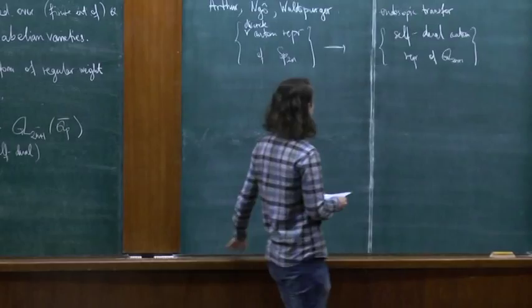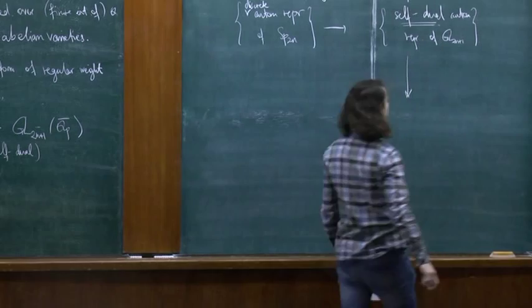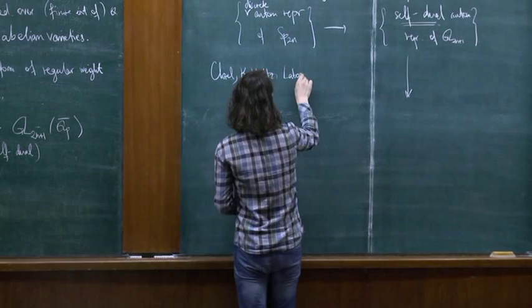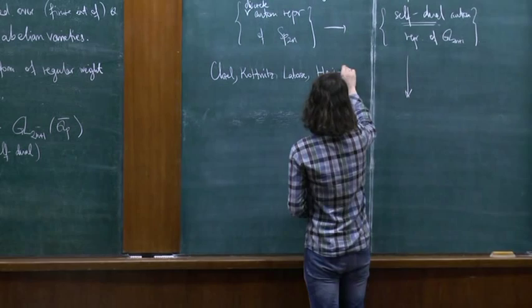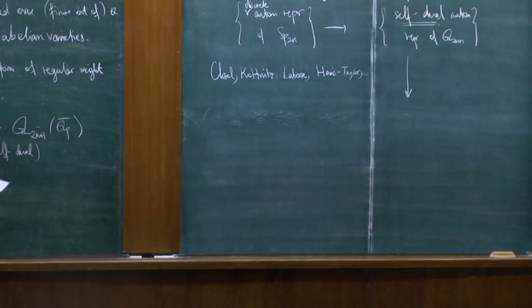And then there is other work that for self-dual guys, you know how to attach Galois representations. So that's work which probably started with Clozel and Kottwitz, also relying on some transfer result back to unitary groups of Labesse, and then Harris-Taylor used this. And then there were some remaining cases that were finally all settled. So you know how to attach to such self-dual guys some Galois representations.